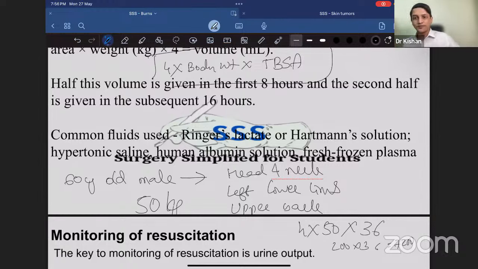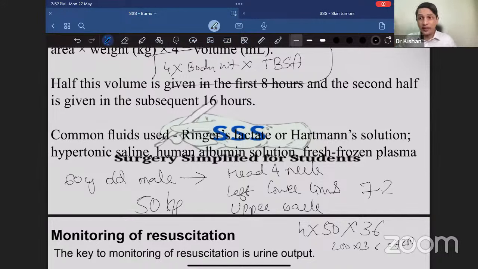Now, how much do you give? 7,200 ml, or 7.2 liters has to be given. Of this, 3.6 liters will be given in the first 8 hours, and the remaining 3.6 liters will be given in the next 16 hours.